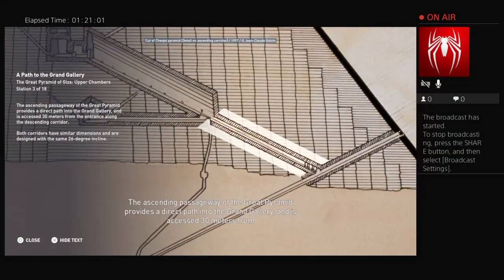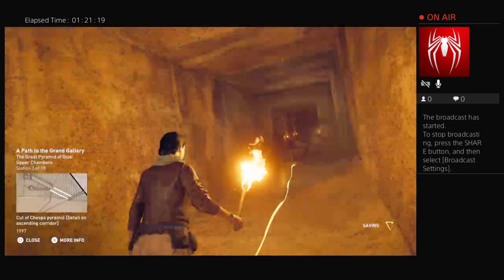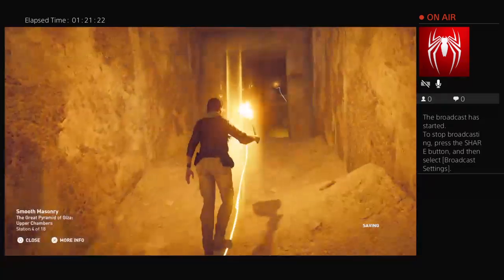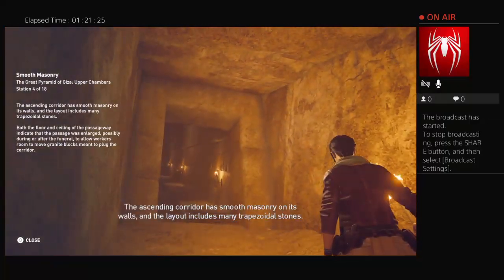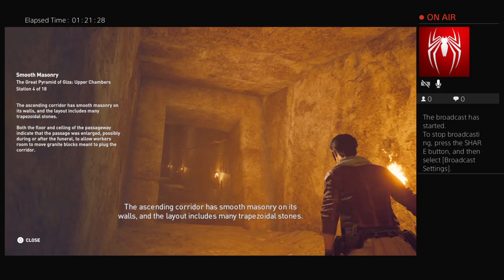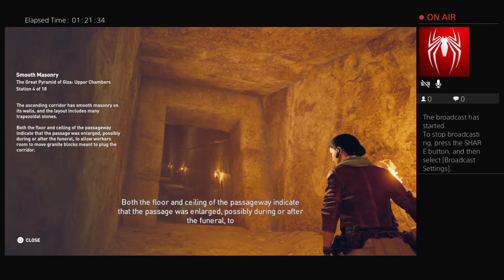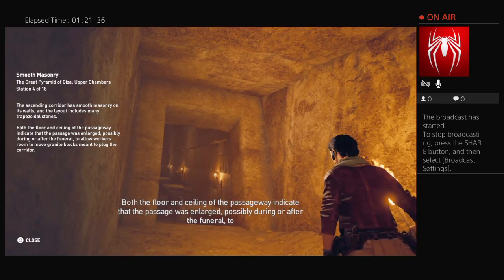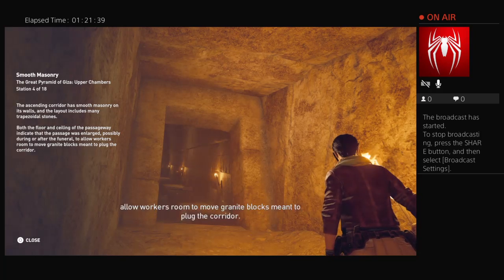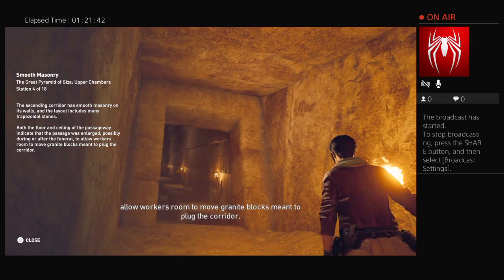The ascending passageway of the Great Pyramid provides a direct path into the Grand Gallery and is accessed 30 meters from the entrance along the descending corridor. Both corridors have similar dimensions and are designed with the same 26-degree incline. The ascending corridor has smooth masonry on its walls, and the layout includes many trapezoidal stones. Both the floor and ceiling of the passageway indicate that the passage was enlarged, possibly during or after the funeral, to allow workers room to move granite blocks meant to plug the corridor.